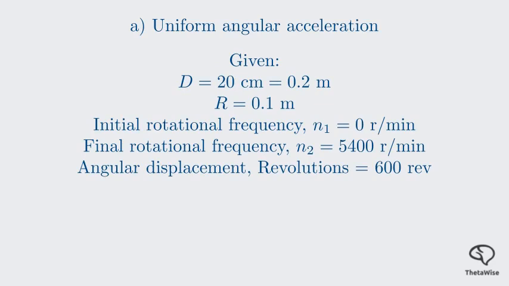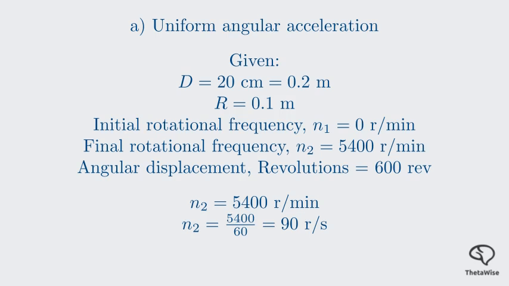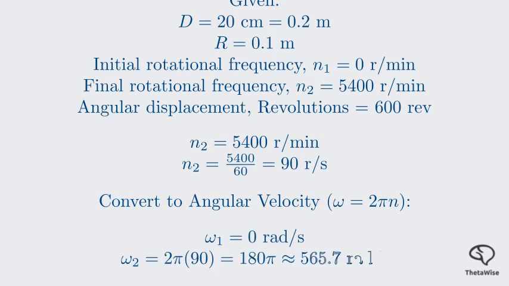The first major step is to convert all these values into their proper SI units for rotational kinematics. First, the final rotational frequency N2 of 5,400 revolutions per minute. We convert it to revolutions per second by dividing by 60, which gives 90 revolutions per second. Next, we convert rotational frequency n to angular velocity omega. The formula is omega equals 2 pi n. So, the initial angular velocity omega 1 is 0. The final angular velocity omega 2 is 2 times pi times 90, which is approximately 565.7 radians per second.